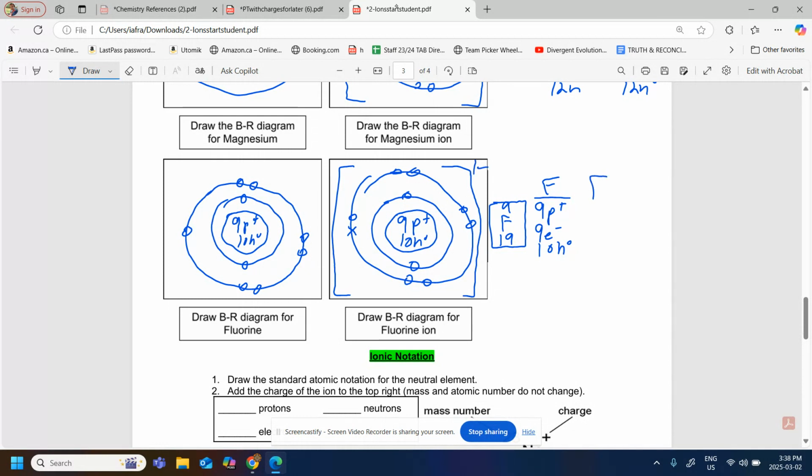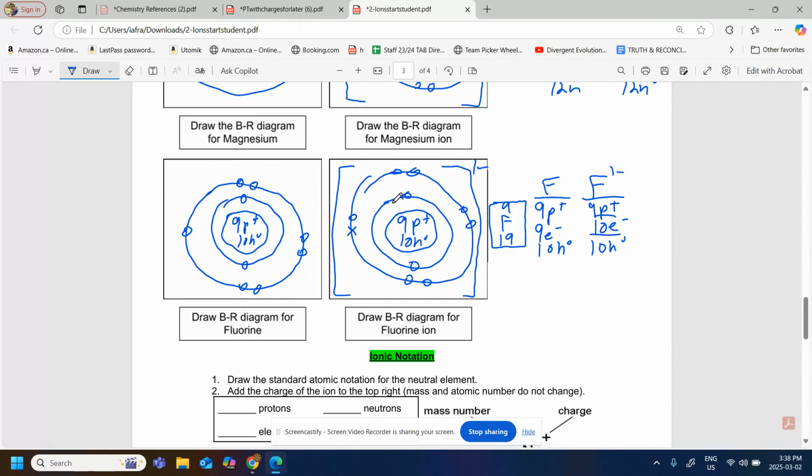So what you have is F 1 minus. Your number of protons is the same. Your neutrons are the same. But you have an extra electron. 10 electrons now instead of 9. So you have 1 more negative than positive charge, which makes you 1 minus. So that's a fluoride ion.